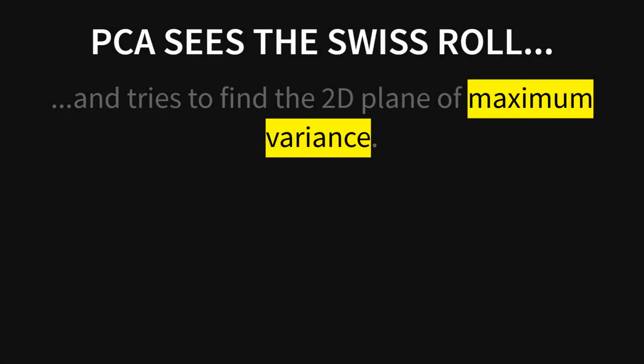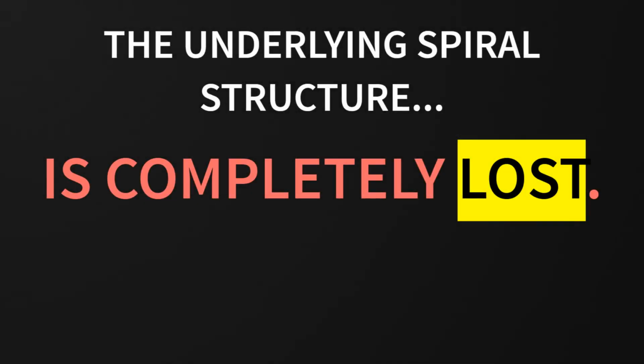So what happens when we apply PCA to this complex, nonlinear shape? Its only goal is to find the flat plane that captures the most spread. And here's the catastrophic result. Instead of unrolling the data, PCA simply flattens it, like a steamroller crushing a can. The projection is a mess. All the meaningful neighborhood information from the original spiral is gone, leaving just a dense, useless blob.